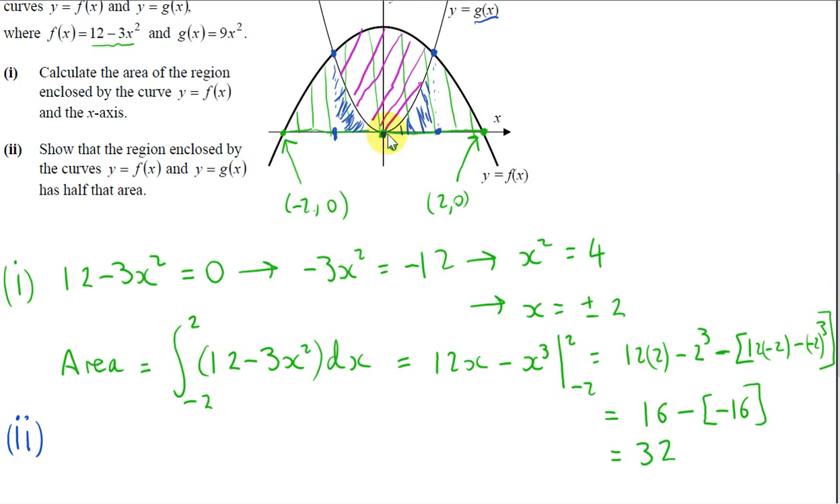Of course, we have to find these limits. So if this is x, then we notice that both functions have the same y value. In other words, the value of f at x will equal the value of g at x. So we put f of x, which is 12 minus 3x squared, equal to g of x, which is 9x squared. If we solve this equation, we will find the value, well, two values actually, of x that make the functions equal to each other. Okay, so they're both equal to the same value at this point, and of course at this other point.